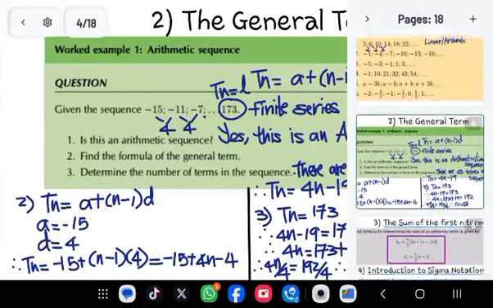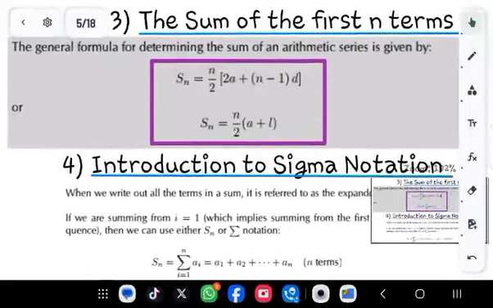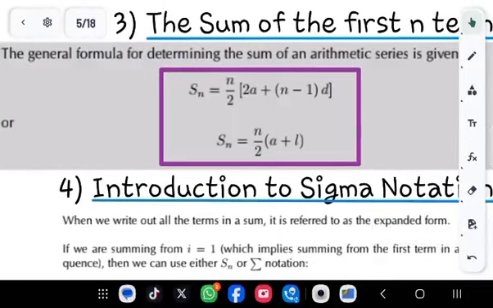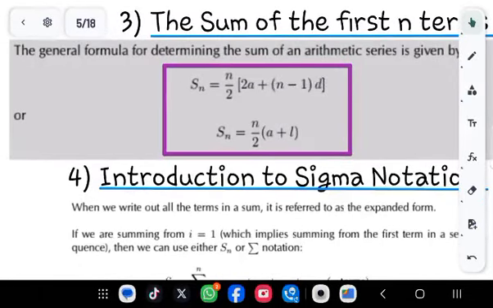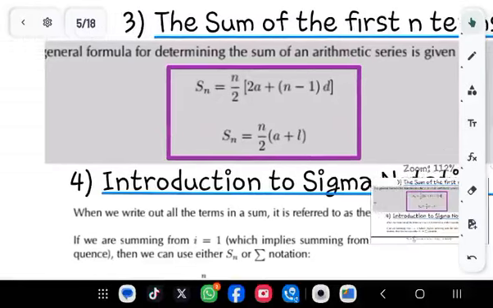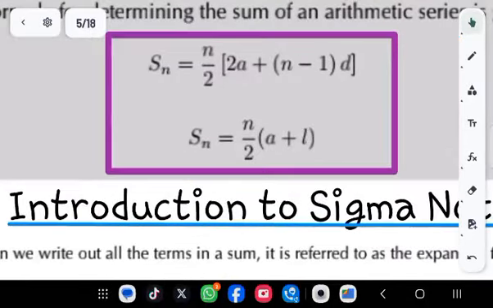Now let's look at the sum of the first n terms. I'm going to forego all that process of proving it. You can do that. There's information in your textbook. Please go through it. Now, the general formula for determining the sum of the arithmetic series is given by, there you've got two options.